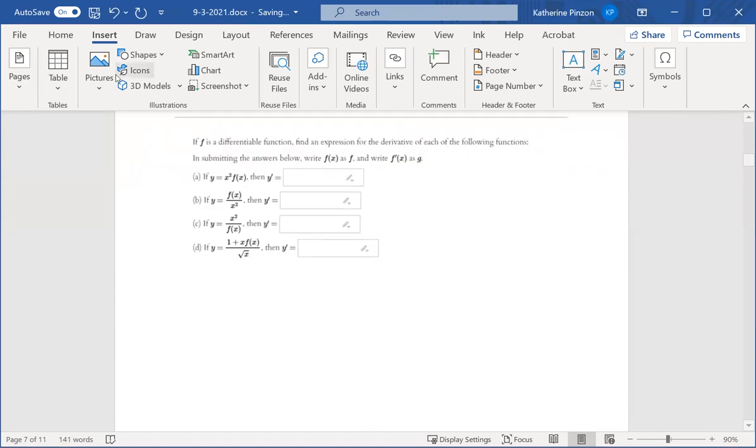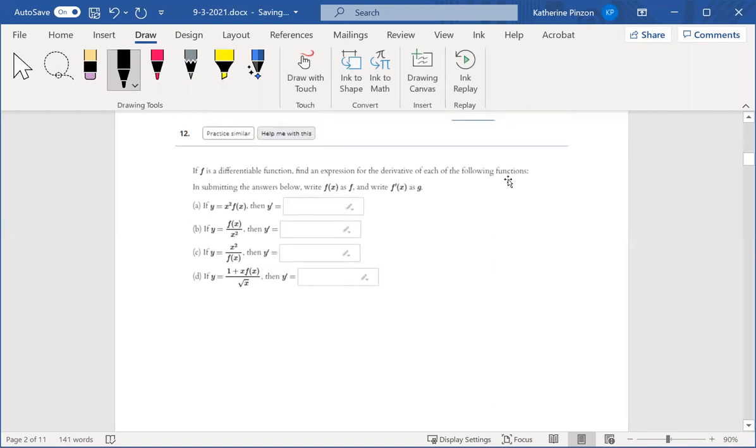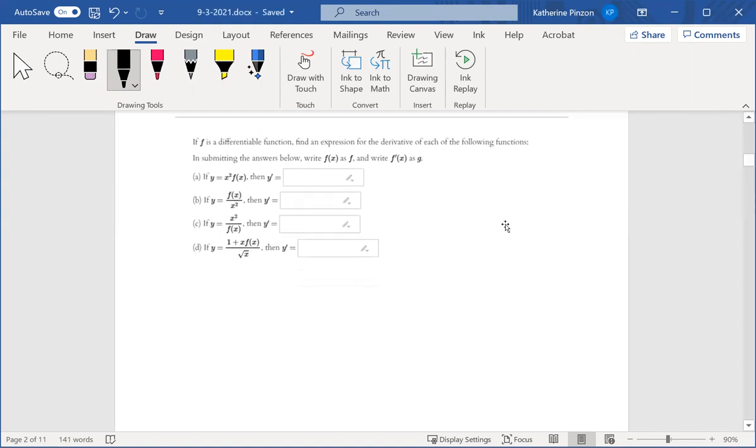12. I'm starting with 12. If f is a differentiable function, find an expression for the derivative of each of the following functions. When you're submitting your answer, put in f of x as f and f prime of x as g. Okay, the first one says y equals x squared f of x. How do you take the derivative of y equals x squared f of x?